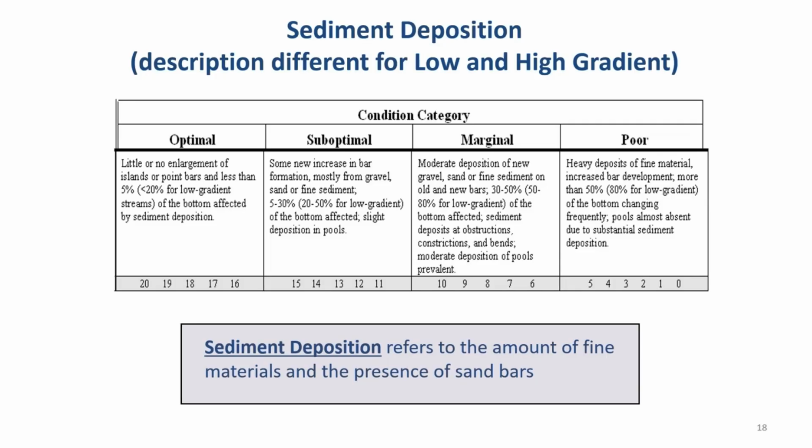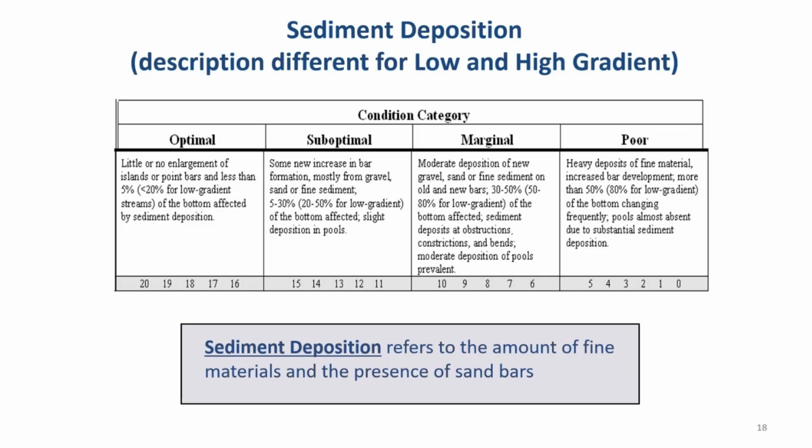So this is always a little bit awkward to answer, because you're like, well, I've never been here before. I don't know if this is a new sandbar. I don't know if there's more gravel deposited here than there was before. But basically, you will be able to tell if there is a sandbar and if there's gravel deposition. And if that is more than 5%, then you would not be in the optimal range.